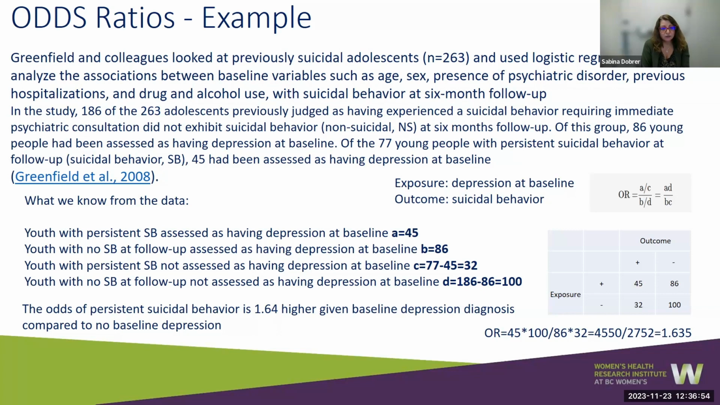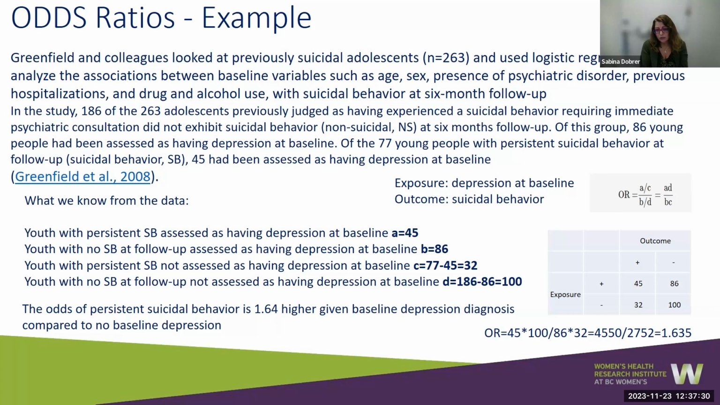And those that didn't have suicidal behavior at follow-up, assessed as having depression at baseline, will be 86. And we can calculate two other categories based on the numbers presented in the example. And here in the example, I coded them from the same table from the slide before as A, B, C, D. So we have response and outcome. So our A will be 45, B 86, C 32, and D 100.